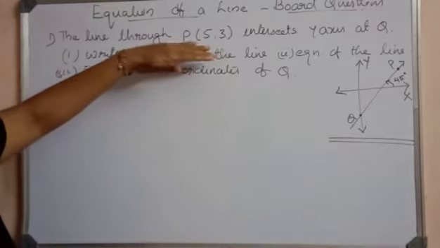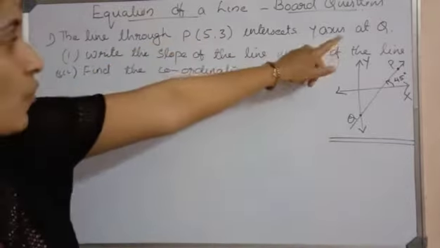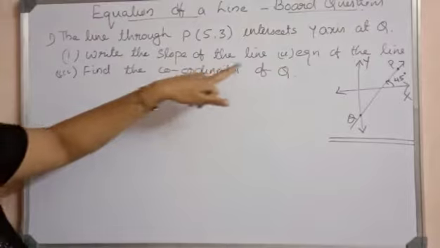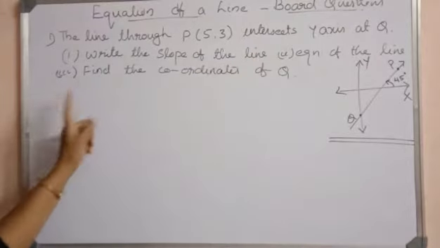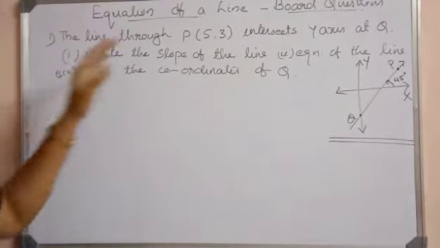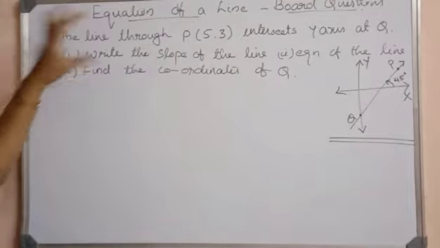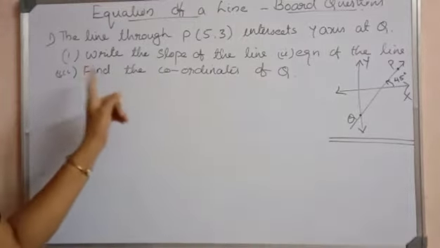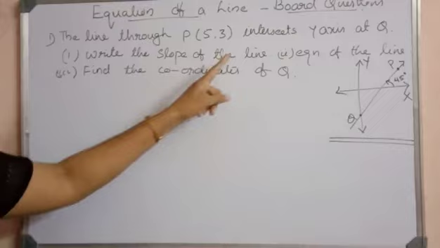The line through P(5, 3) intersects the y-axis at Q. Write the slope of the line, the equation of the line, and find the coordinates of Q. There are three sub-questions in the given question. We have to find them. The first one is: write the slope of the line.